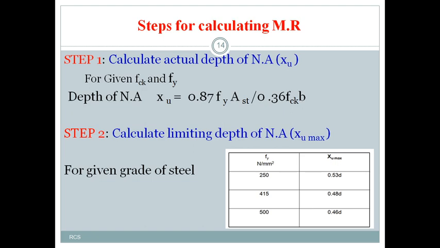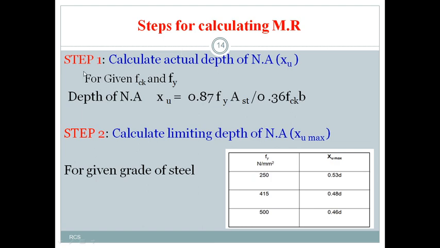Next are the steps for calculating the moment of resistance using all the concepts we discussed so far. For a balanced section, how to calculate the moment of resistance. For an over reinforced section, how to calculate the moment of resistance. For an under reinforced section, how to calculate the moment of resistance. After analyzing the beam, if you know that the beam is an under reinforced section, then we can calculate the moment of resistance for that particular beam by following these steps.